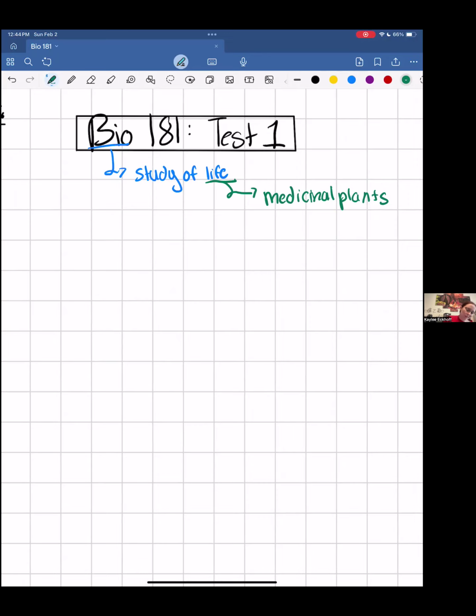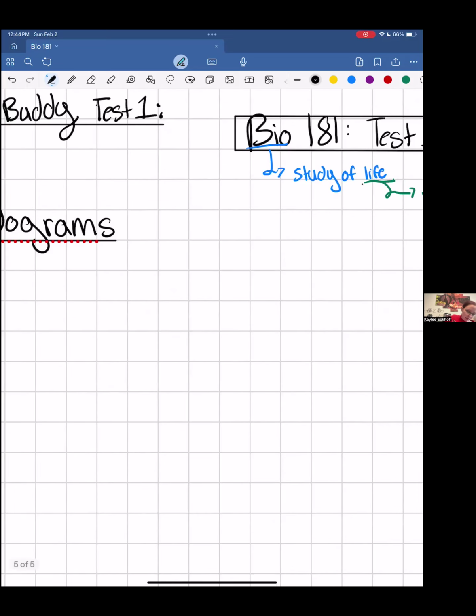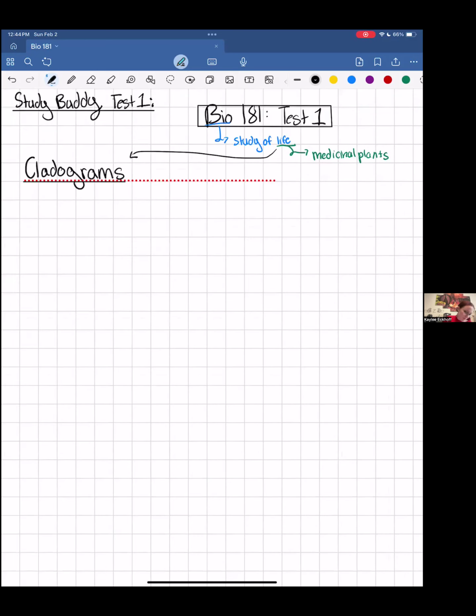We're going to study more on the cladograms aspect of everything. So we're going to go down here and start our cladograms. We'll tie that into life itself, because cladograms are how we figure out what life came from what life. Cladograms. Whoa. Sorry, y'all.